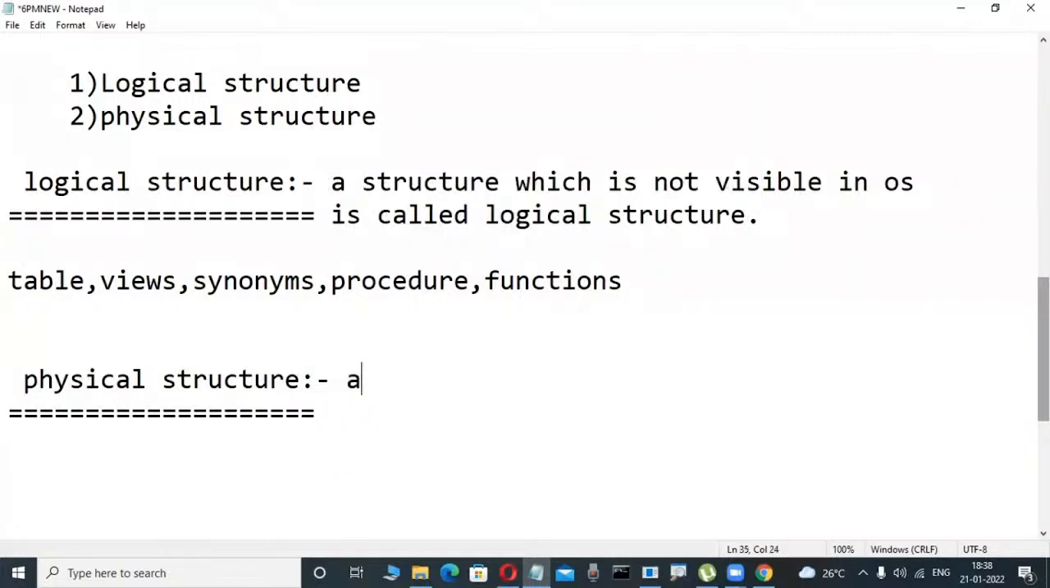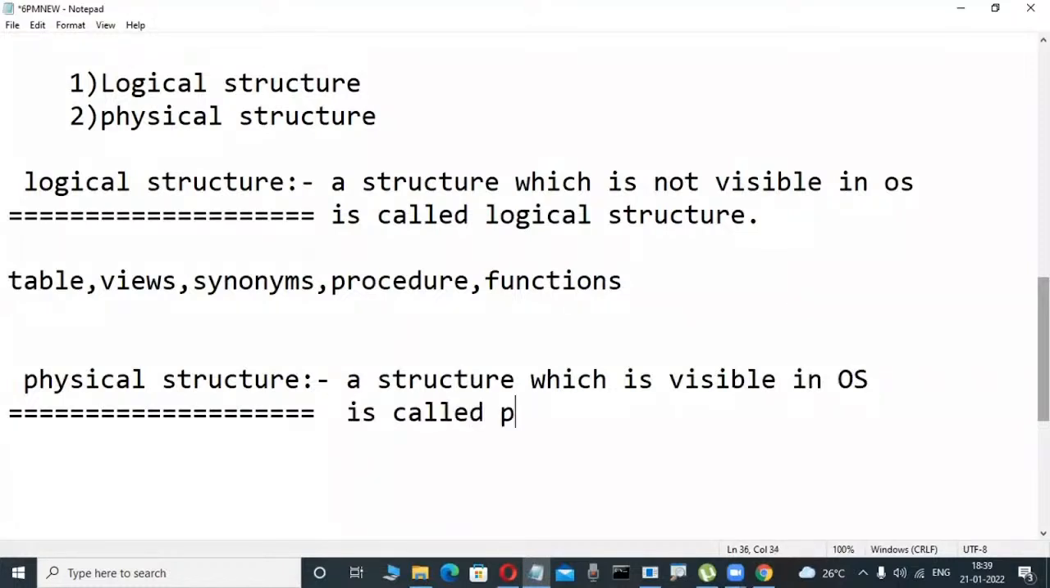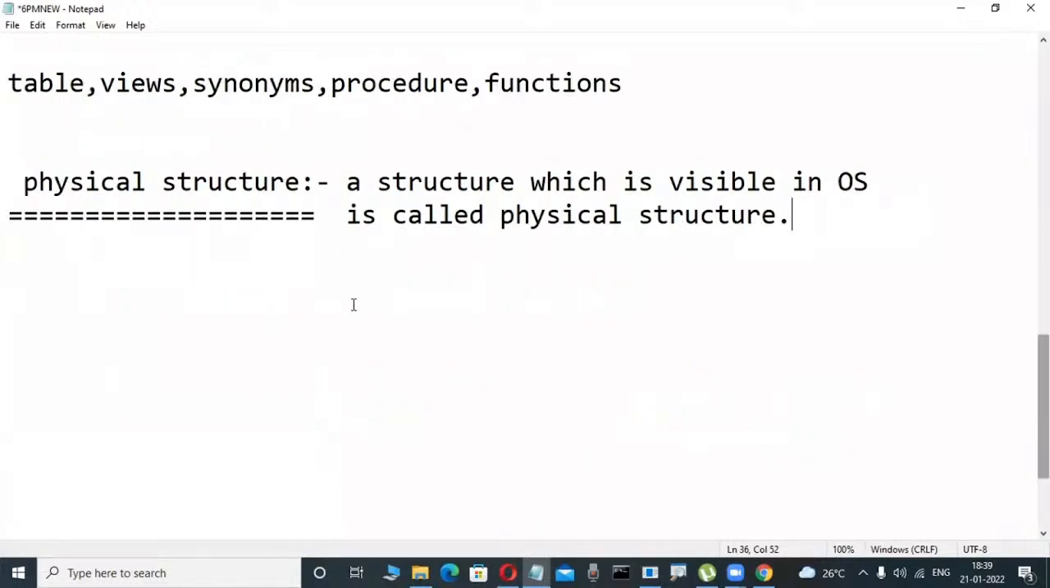So now, don't write it down, observe it here. A structure which is visible in the operating system, in the OS, is called a physical structure. Who are the persons working in this physical structure? It's a big concept. I'm telling the definition side only, because what a database is, I will tell you which definition is correct. A structure which is visible in the operating system is called a physical structure.